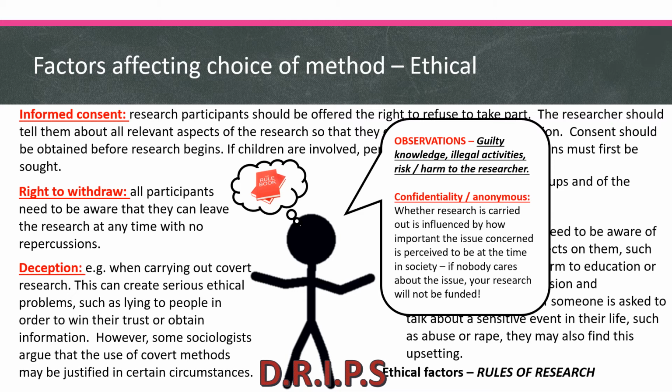An extra one for ethical factors is confidentiality and anonymity. It doesn't fit the DRIPS model very neatly, but again, it's making sure that the sample who take part, the information is protected, their identities are concealed, particularly looking at issues which could be quite controversial or potentially cause harm to the participants.